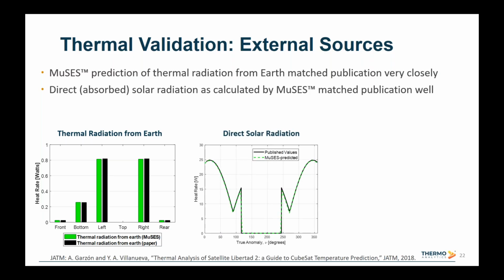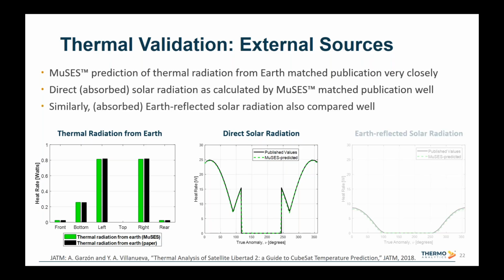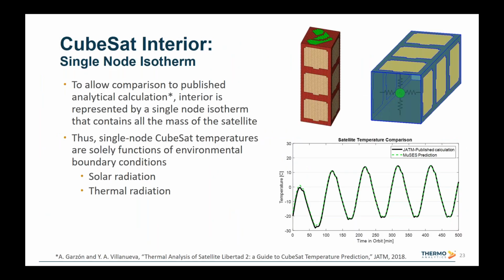Moving on to direct solar radiation, again we see a really good correlation between the MuSES predicted values and the published values. And finally, looking at the Earth reflected indirect solar radiation, we see again MuSES matching both the shape of the curve and the magnitude of the curve. So we would expect that if we match these boundary conditions really well, then our temperature prediction would match quite well. And that's what we see here.